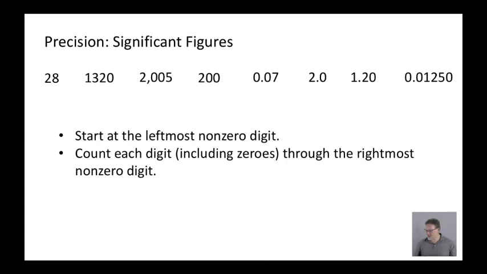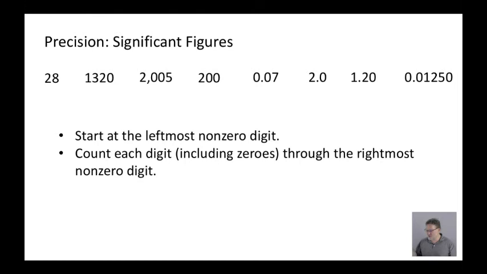So in other words, we would start in the first example at the 2 and proceed on to the 8, and we'd be done. 2 significant digits. For the second one, we would start at the 1. We would keep counting to the right until we hit the 2. The 2 is the digit farthest to the right that is not a 0. So we stop there. 3 significant figures.